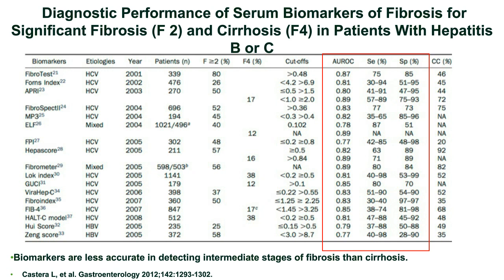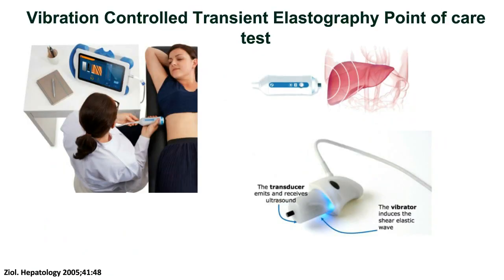And again, depending on whether or not you're trying to rule out cirrhosis, where things work well, or advanced fibrosis, sensitivity and specificities vary very widely with our use of these serum biomarkers for fibrosis. Which brings us to the elastography category to assess fibrosis.